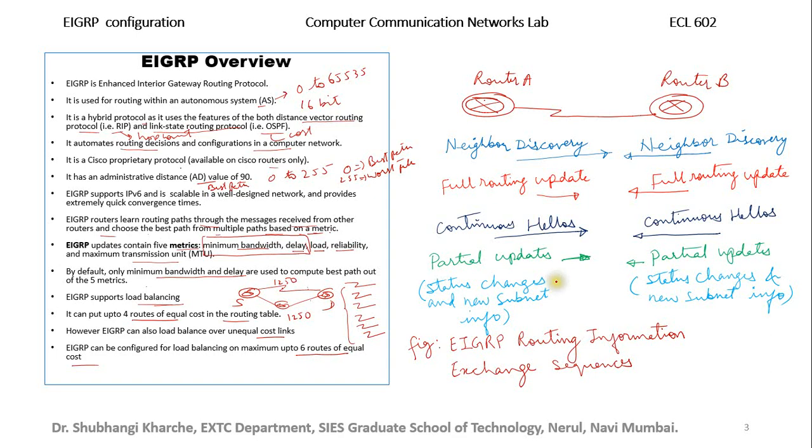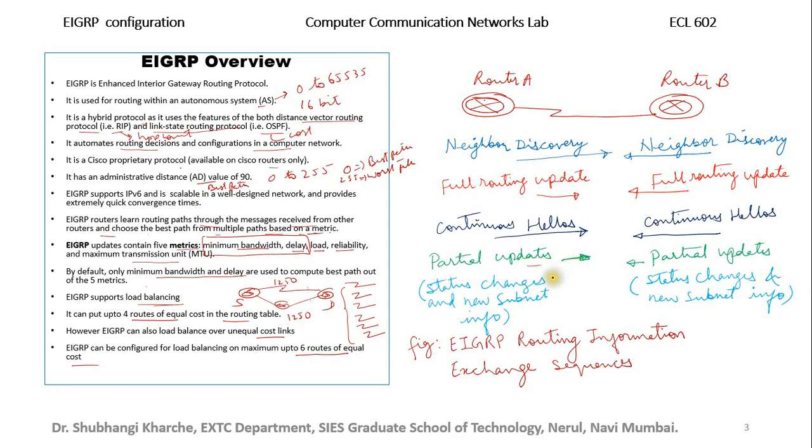There may be a change of the link status in the network. A particular link may be down, or a particular link may be up. So these status changes on the links, or addition or deletion of any subnet from the network, the corresponding changes will only be updated by the routers, and those changes are updated as partial updates instead of exchanging the entire routing table.